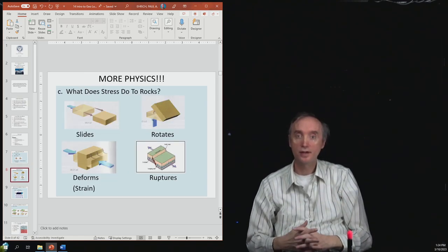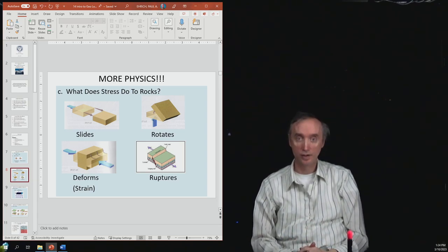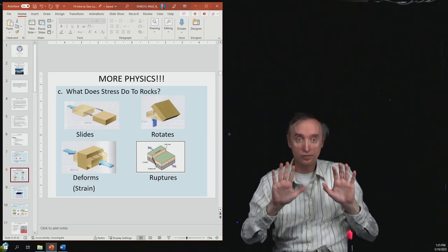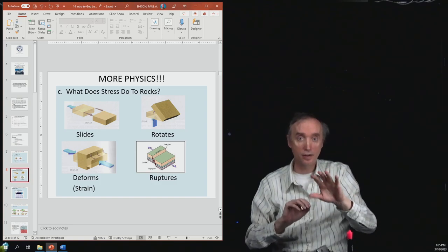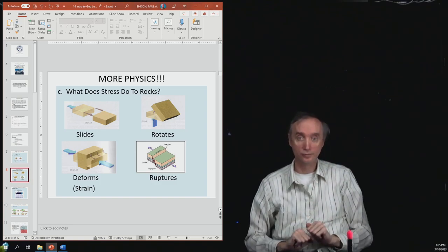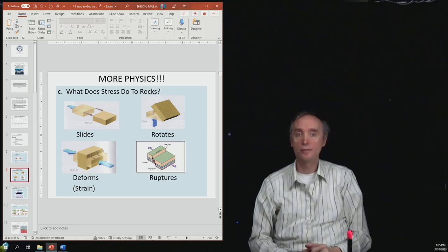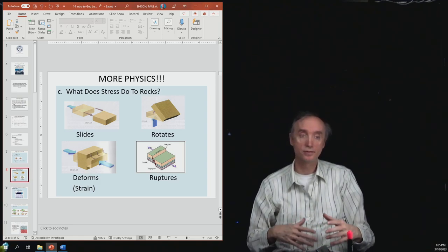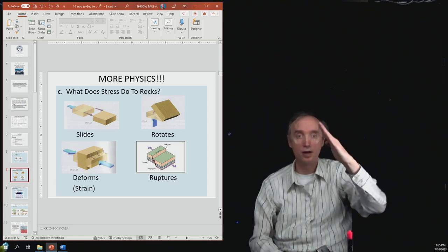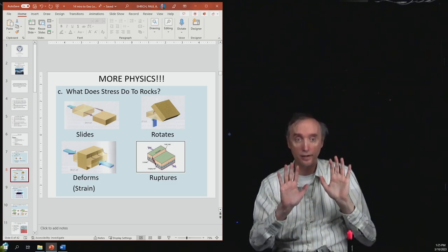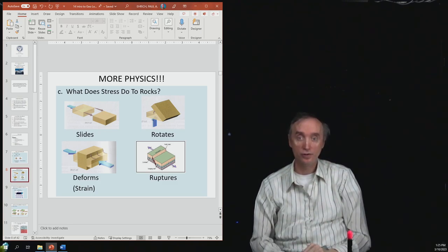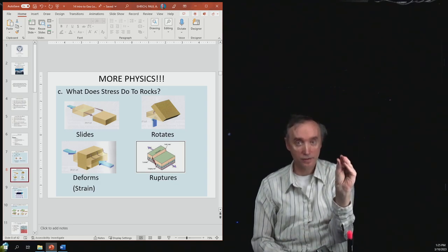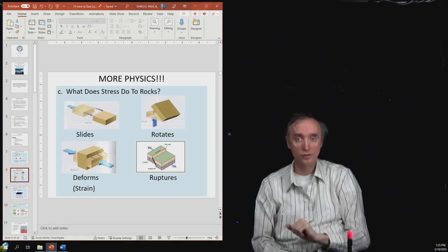Okay, so what can stresses do? One thing is it could cause an object to slide. If you apply a force to an area of a block, you can make the block move. Another thing that could happen is you could tilt the block. So you can make the block rotate by applying a stress to it. You can also squeeze it, and if you squeeze it, you're going to deform that block.